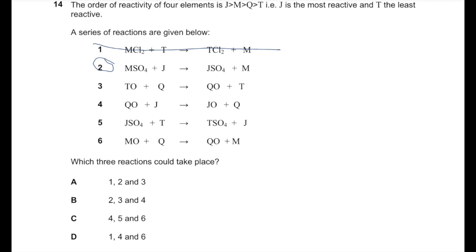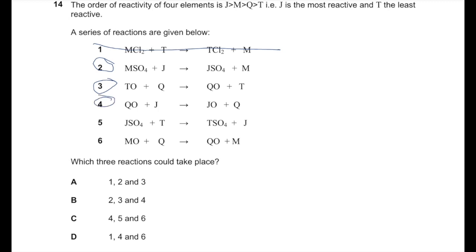This can occur because Q is more reactive than T. T is the most unreactive element in our list. So 3 can occur. 4. QO plus J goes to JO plus Q. 4 can occur because J is more reactive than Q.